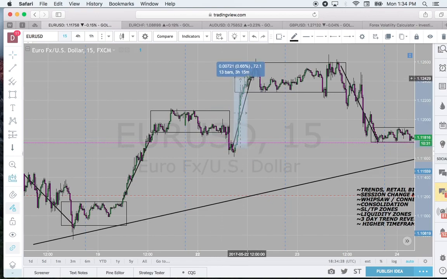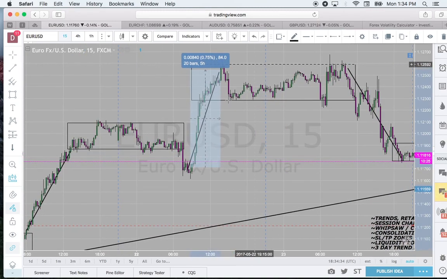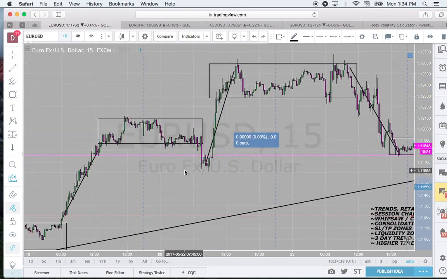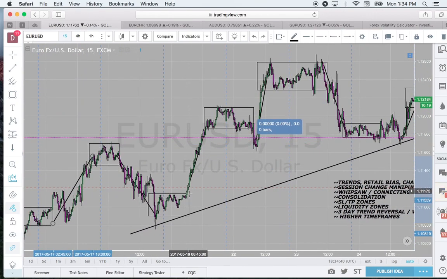you can see this was a 4-hour move. In 4 hours, he moved the market Euro USD 84 pips. Completed the daily range. How about here? In 8 hours, the dealer went 80 pips.